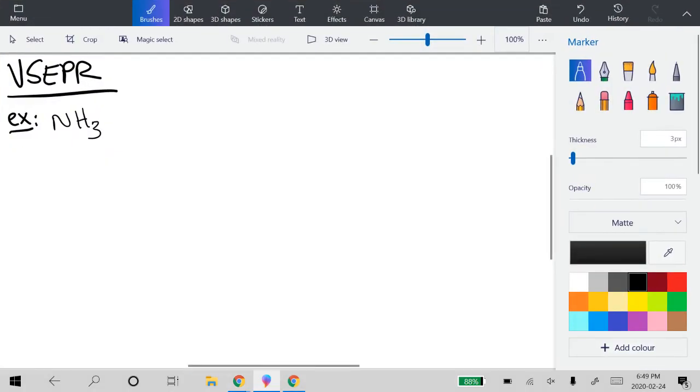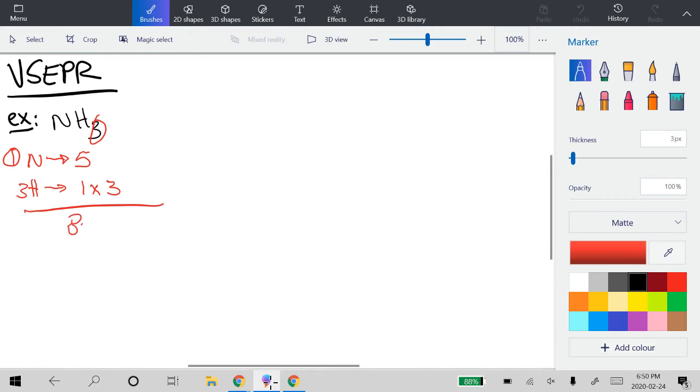The next example I'm going to do for you guys is NH3 or ammonia. So again, step 1, let's count the number of valence electrons. Nitrogen is in group 15, so it brings 5 valence electrons. Each hydrogen in this molecule is in group 1, so it should have 1 valence electron. But I have 3 of those atoms, 3 hydrogens. So the total valence electrons in this molecule is 8.